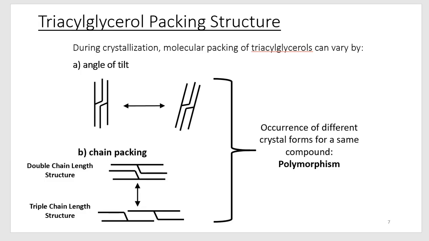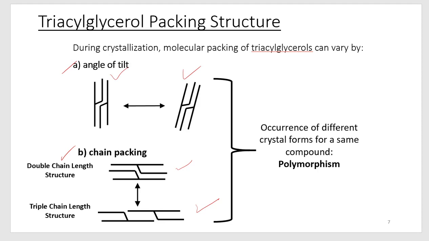Let's investigate the triacylglycerol packing structure. During crystallization, TAGs can pack in different forms. The molecular packing can vary by angle of tilt or chain packing. Occurrence of different crystal forms for the same compound is called polymorphism. Here we are seeing different polymorphic forms. These are the same molecule. It can pack this way or this way. Even length can change. Yet the chemical structure is the same, but the crystalline structure is different. The lattice is different. So these are the possible ways of packing for triacylglycerol molecules.